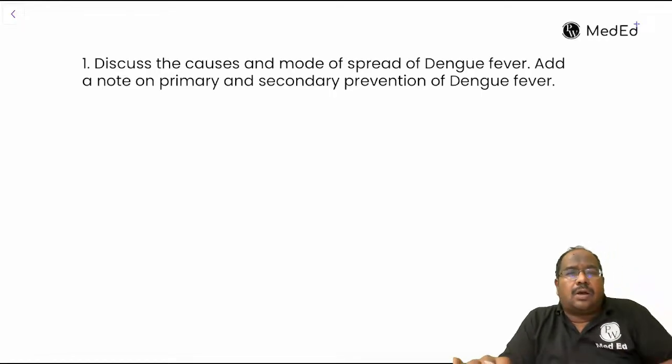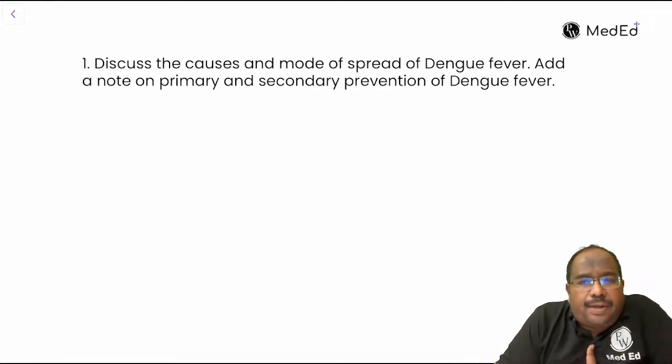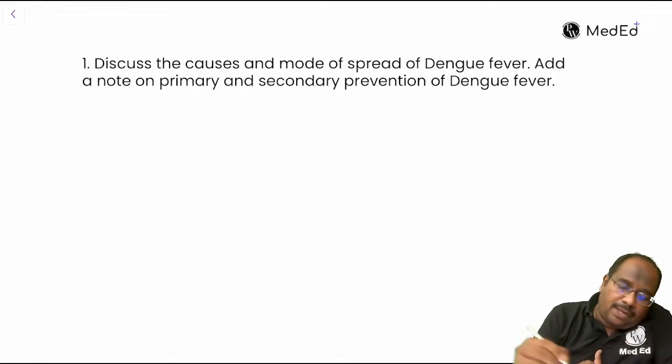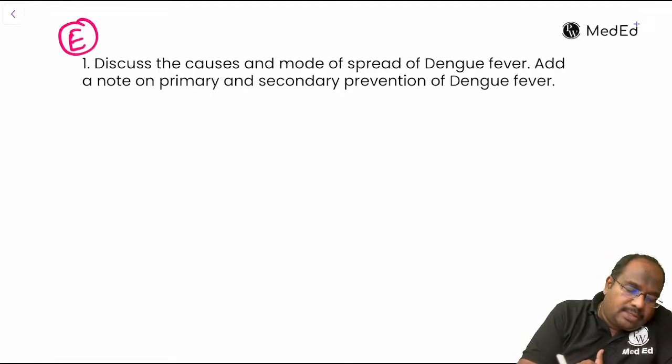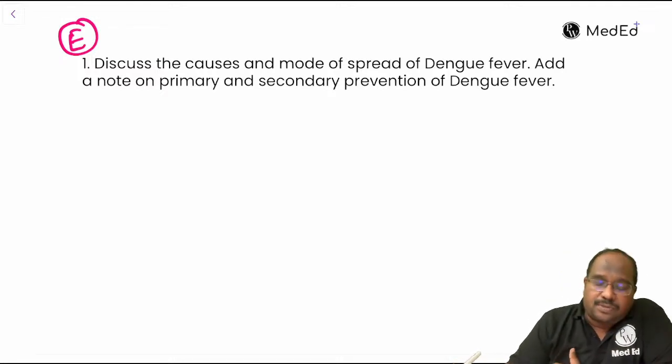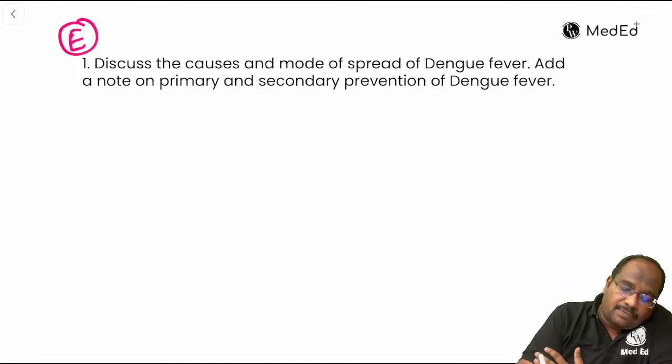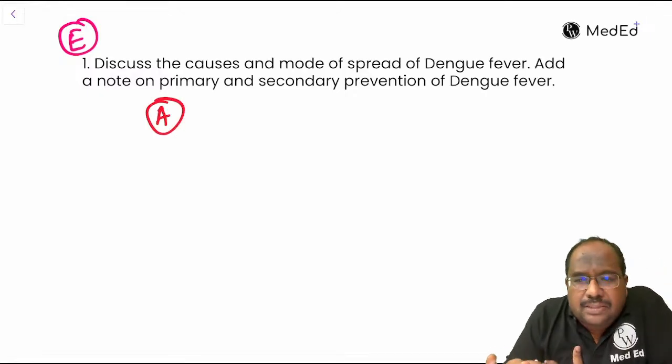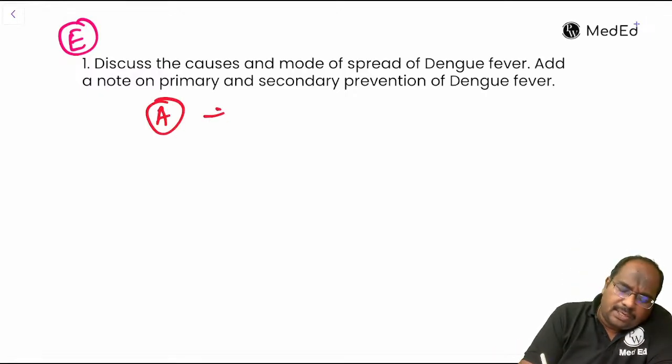Now, discuss the causes and mode of spread of dengue and add a note on primary and secondary prevention of dengue fever. This is an essay question: causes and mode of spread. So let's start with the agent. Just a quick outline. What is the agent?